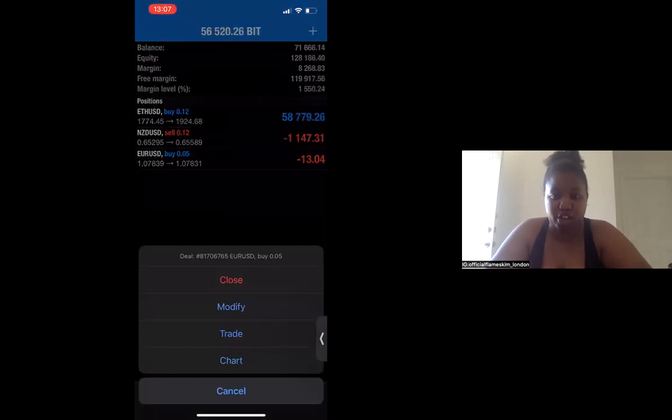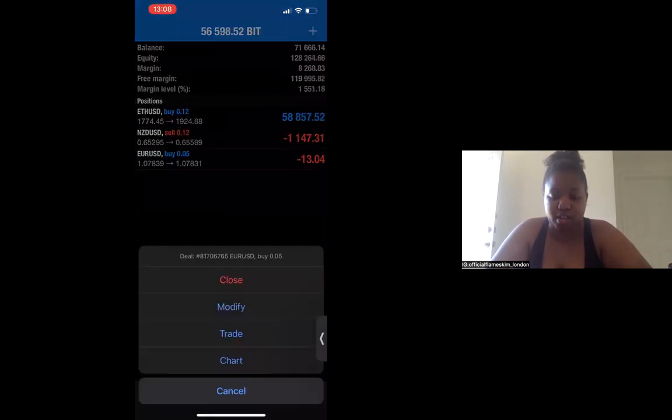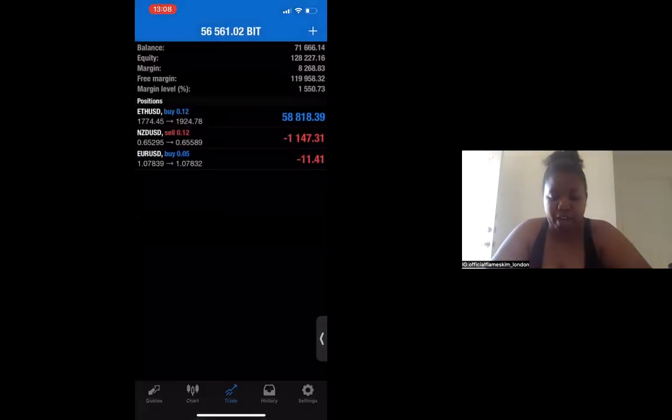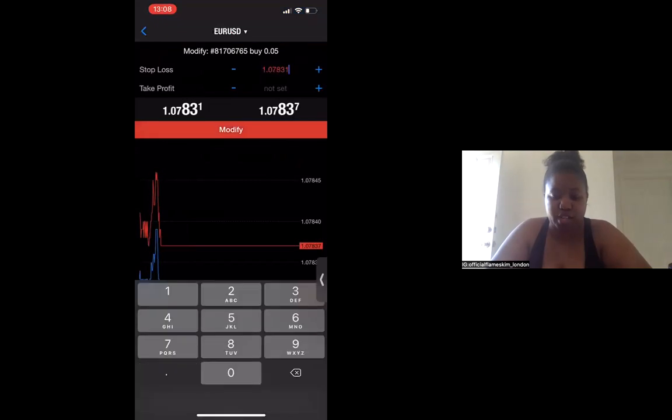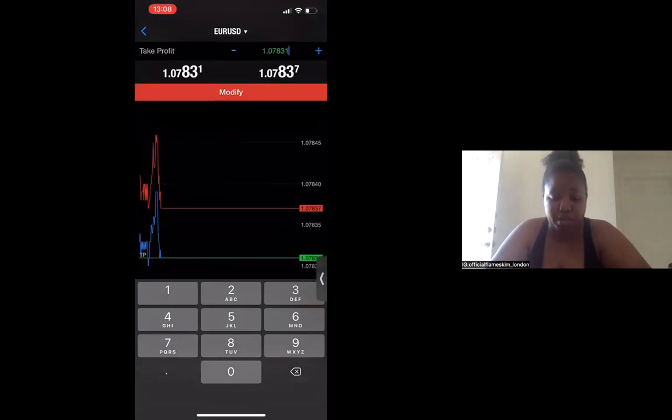You're going to modify your trade. Let me do this again. You're going to press down on the trade, and there's going to be a pop-up option. You're going to see modify. Click on modify, and you're going to put in the stop loss. So the stop loss was 1.01169. Always make sure you're using a stop loss, guys.